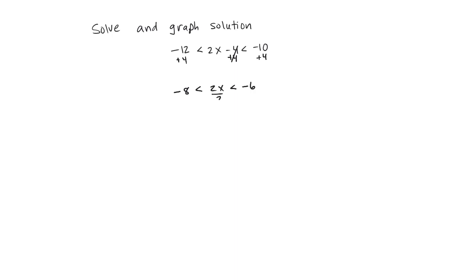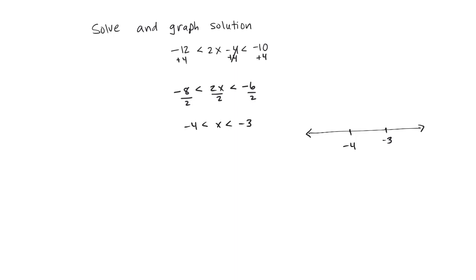Now to solve for x I need to divide by 2, so I do that on both sides of the inequality as well. So I get negative 4 is less than x, which is less than negative 3. And now I need to graph that solution. So I have at negative 4 and negative 3.